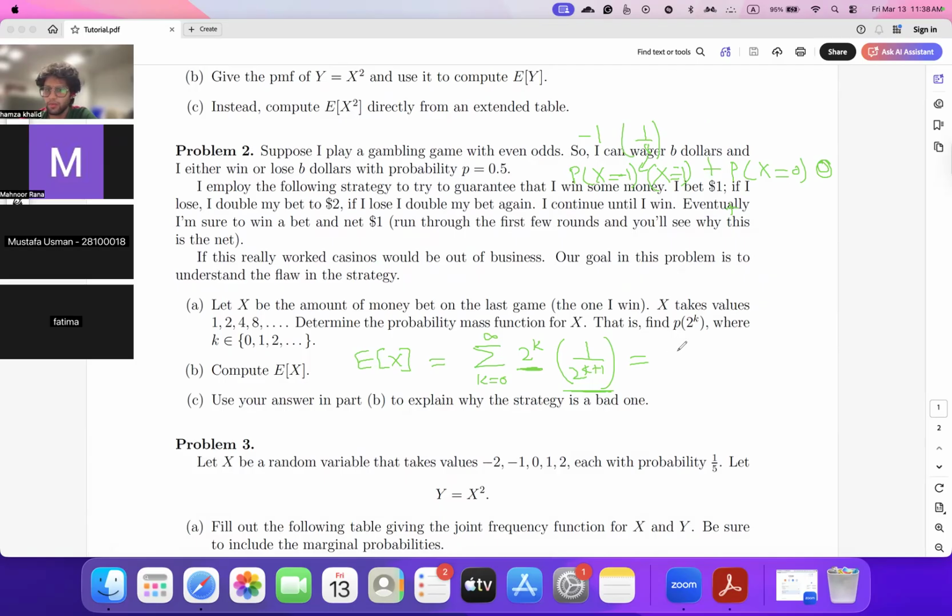Can anyone spot a problem? Let me just simplify. The sum from k equals 0 to infinity of 2 to the k. I can write it as 2 to the k over 2 to the k times 2, right? This thing I can always write like that. And this just means the sum from k equals 0 to infinity of 1 over 2. What is this equal to? Infinity. Yes.